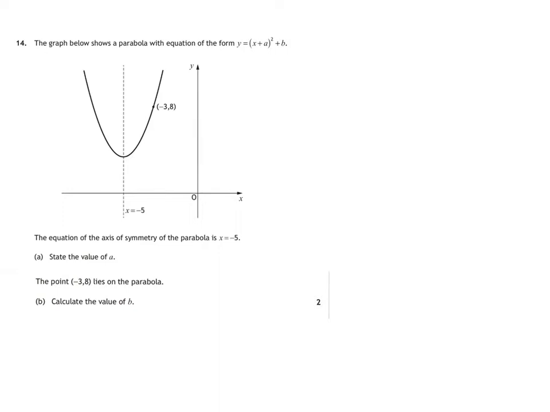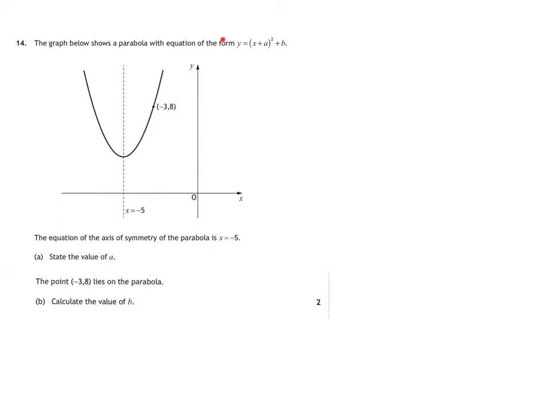Right, question 14. The graph shows a parabola with the equation of the form y is equal to bracket x plus a all squared plus b. So that's in the completing the square form, okay? The equation of the axis of symmetry of the parabola is x equal to negative 5. So if you cut it in half, the line x equals negative 5 cuts it in half there. State the value of a first of all.